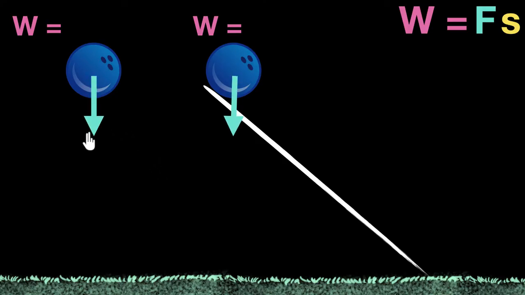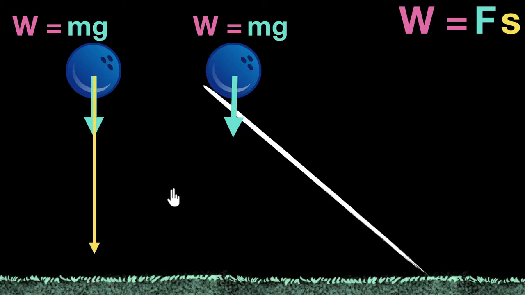And the gravitational force on both of them must be the same because they are identical balls, they have the same mass. And you might know the gravitational force is mg. So that part must be the same. Now, let's look at the displacement part. In the first case, the ball falls straight down. So the displacement is just the height of the ball. And so in the first case, the work done becomes mg times h.